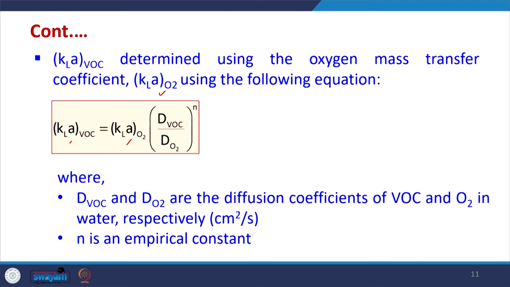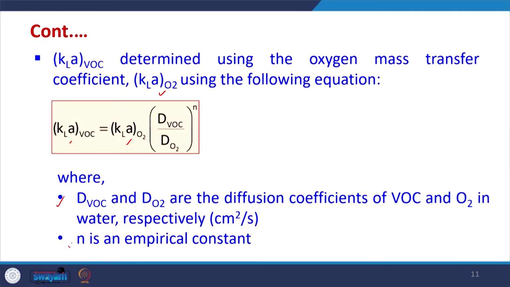But for finding this, what we need to know is the diffusivity value of VOC in water, and similarly the diffusivity value of oxygen. These diffusion coefficients of VOC or oxygen in water can be determined from the literature, and also there are experiments possible for doing so. There are many empirical equations also available through which we can find out the diffusivity value.